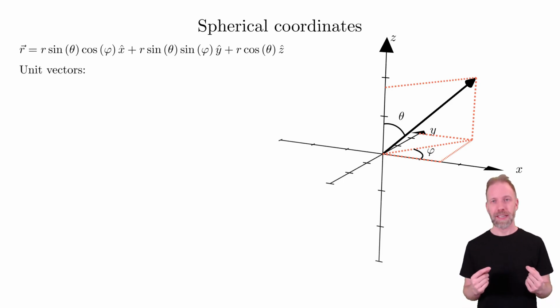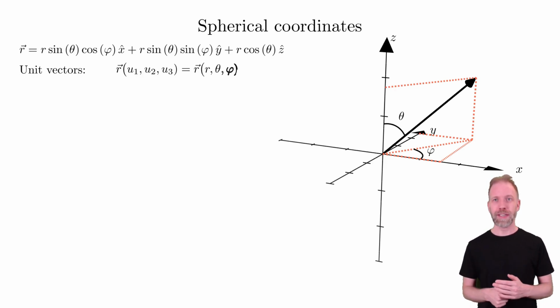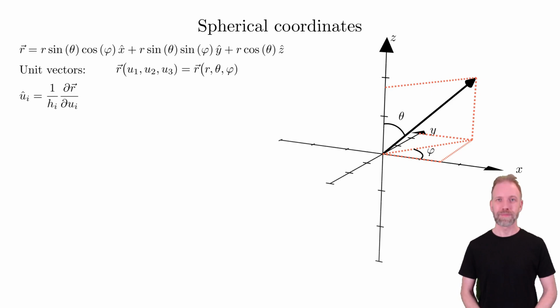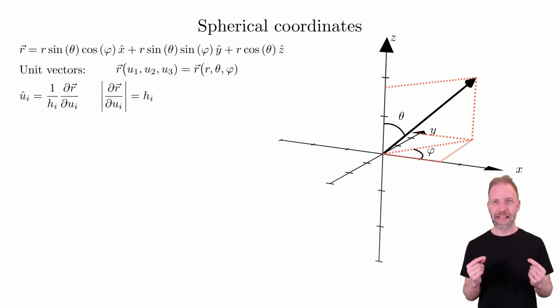Moving to our next topic, which is unit vectors. Here, we will use the method we introduced for general orthogonal coordinates. In the general case, we used coordinates u1, u2, and u3. These will be r, theta, and phi here. The general formula states that unit vector ui hat is given by 1 over hi times the partial derivative of the position vector with respect to ui. Hi is the length of the partial derivative with respect to ui.